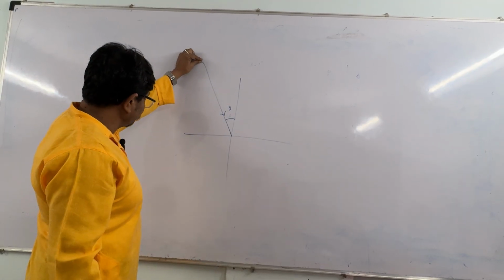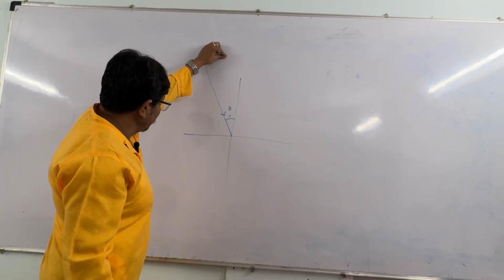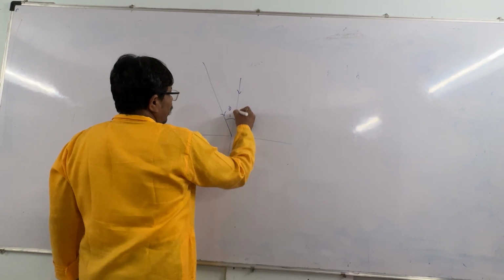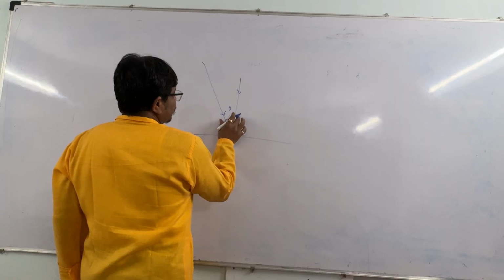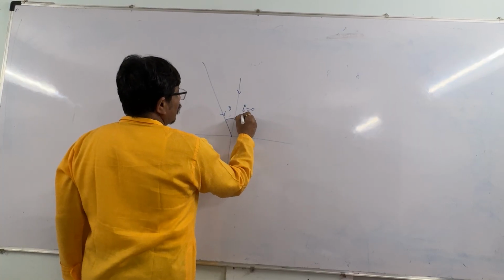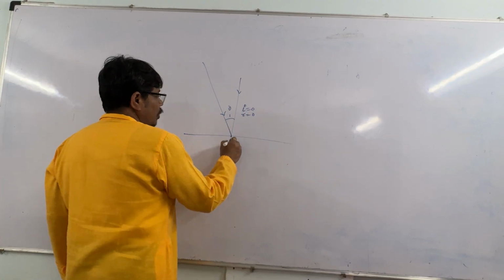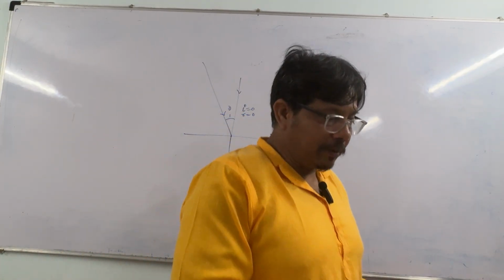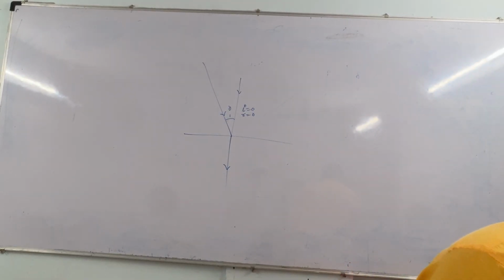When the ray falls perpendicularly on the surface, along the normal, the angle goes 0. So i will be 0, r will be 0, and it will go undeviated. The answer is 0 degree. This came in ICC Board 2023.